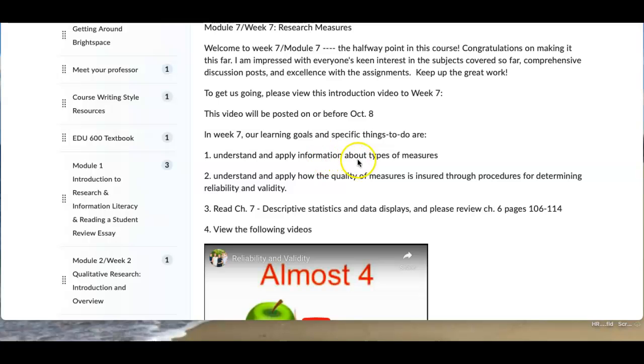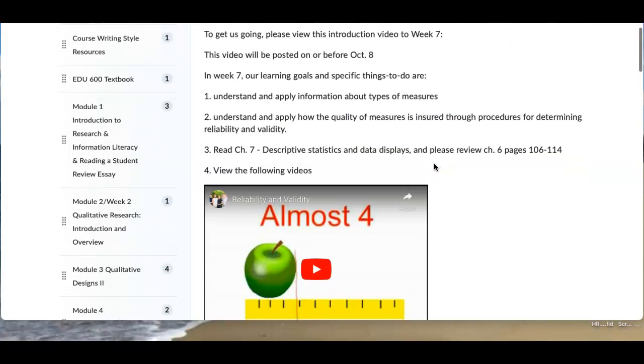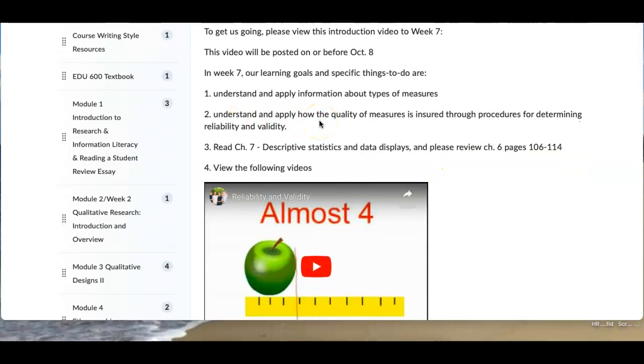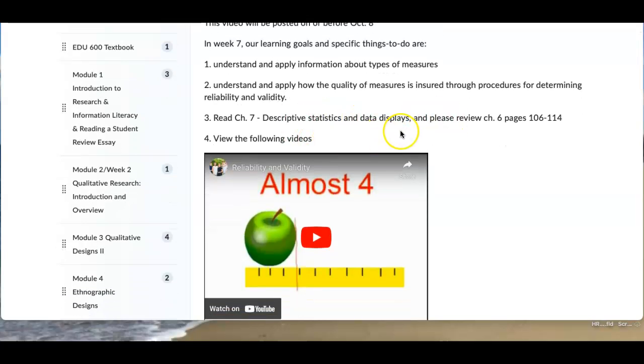Understand and apply information about these types of measures. Understand and apply how the quality of measures is ensured through procedures for determining reliability and validity. Read Chapter 7, which is descriptive statistics. Specifically, read that chapter, but also look back at Chapter 6, pages 106 to 114.